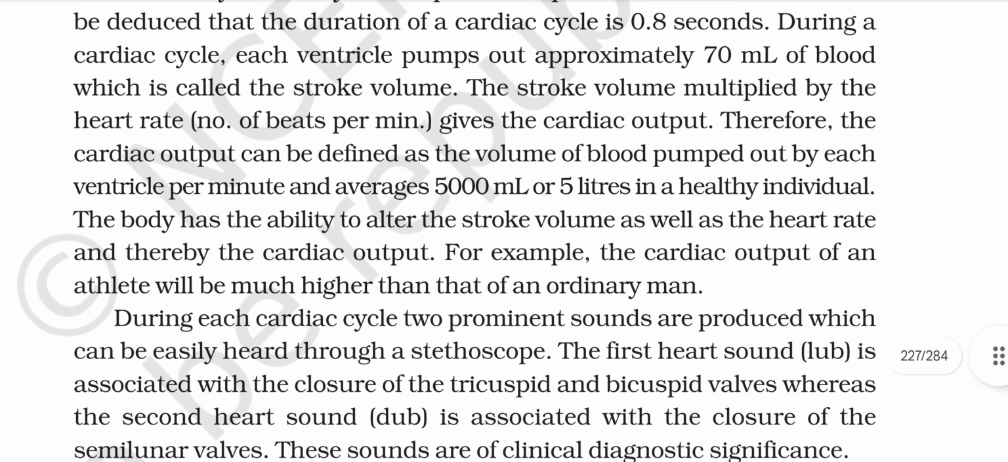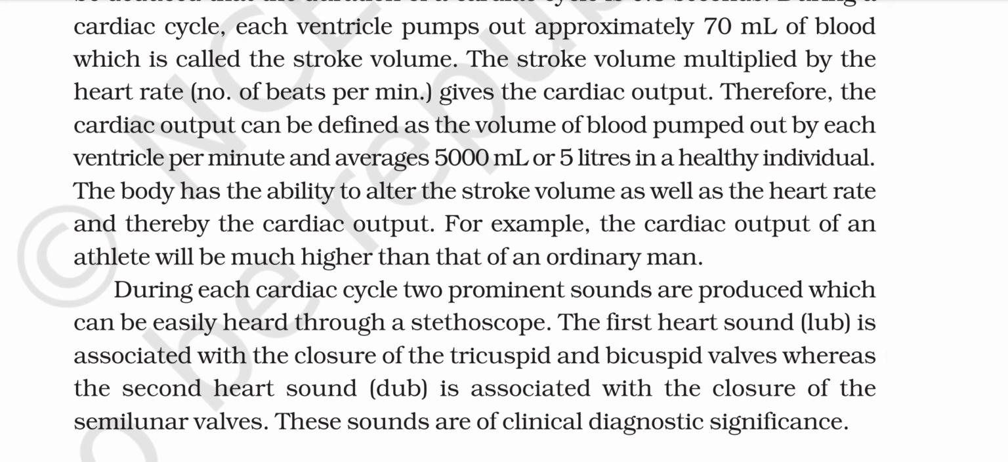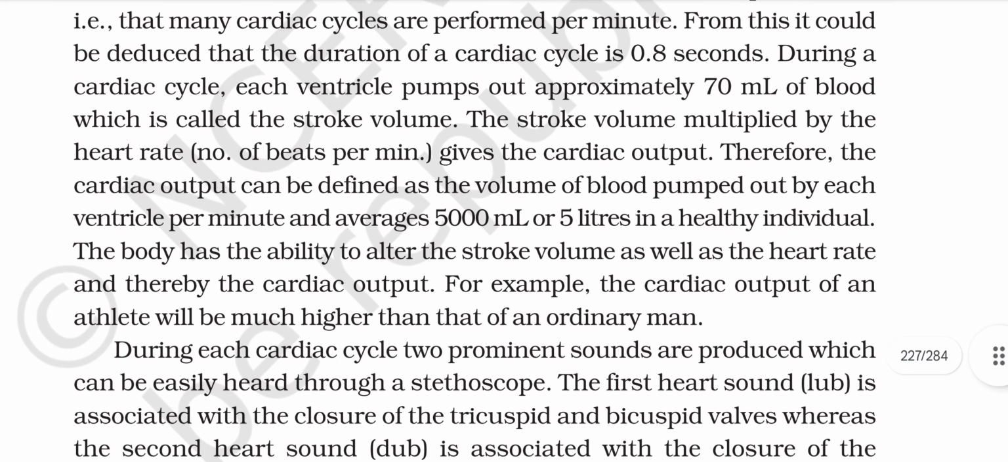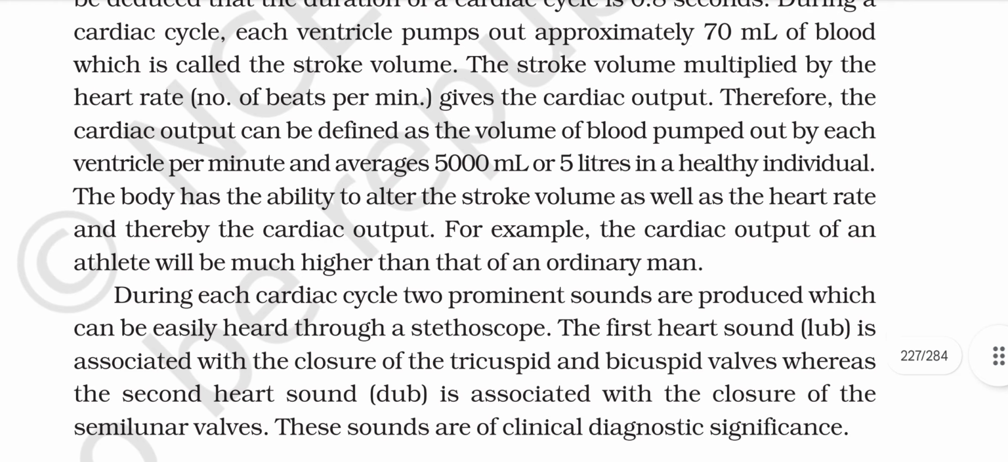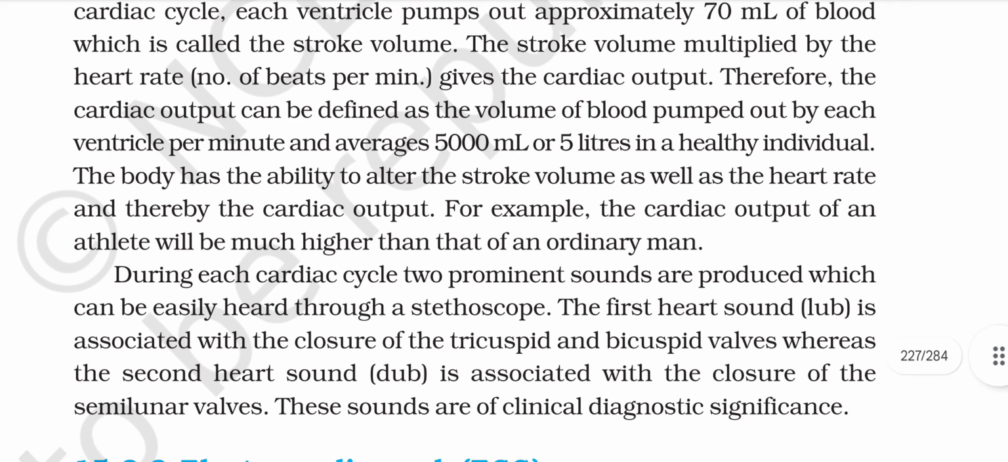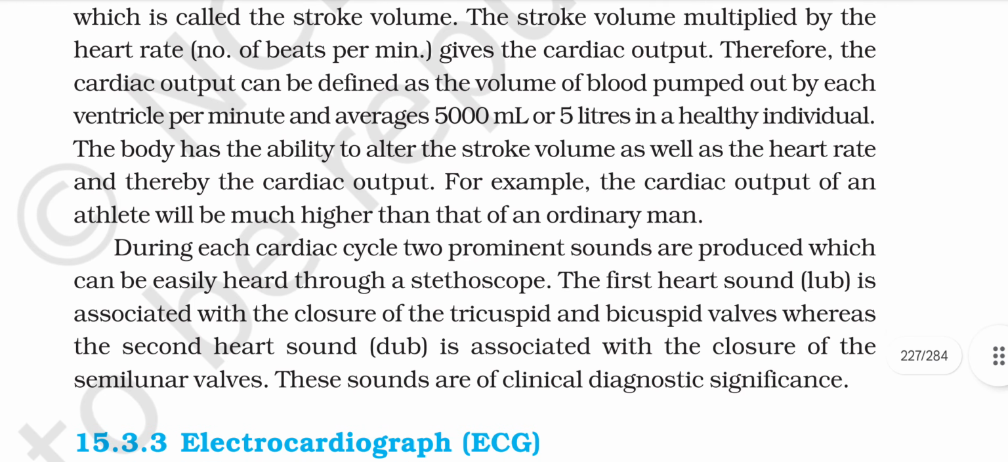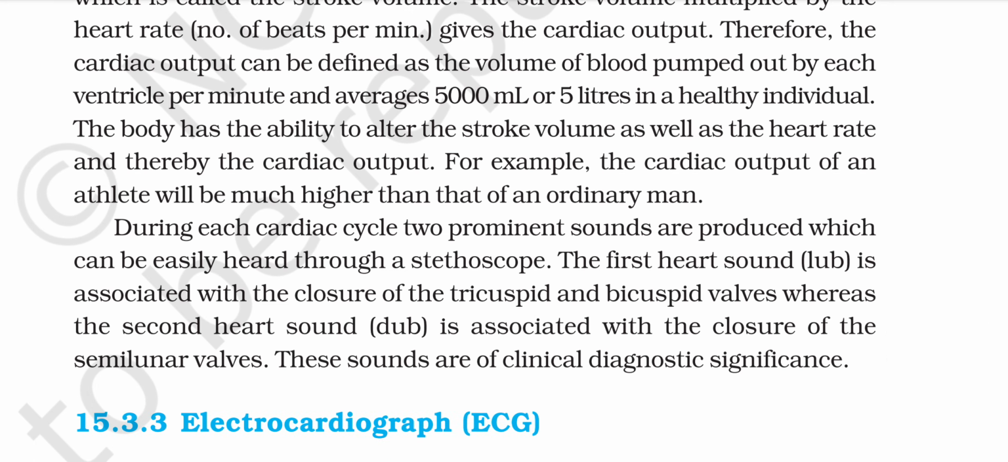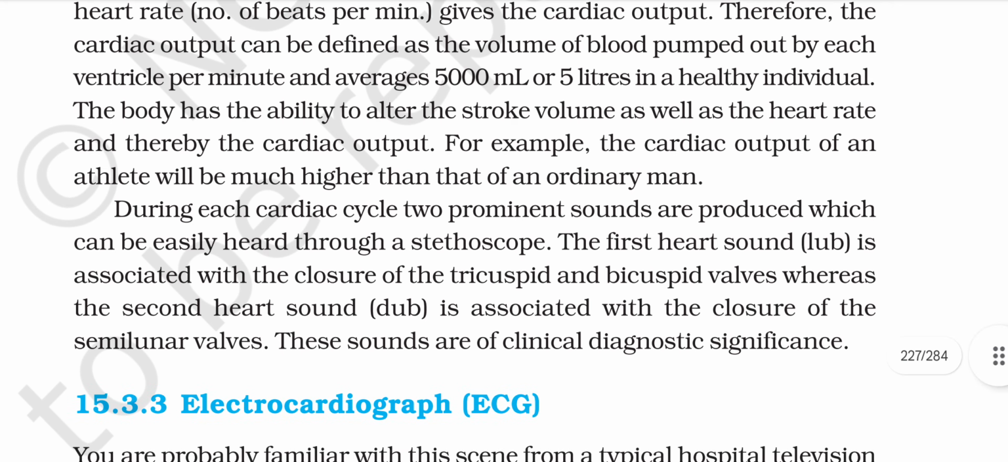During the cardiac cycle, each ventricle pumps out approximately 70 milliliters of blood, which is called the stroke volume. The stroke volume multiplied by the heart rate, the number of beats per minute, gives the cardiac output. Therefore, the cardiac output can be defined as the volume of blood pumped out by the ventricle per minute and averages around 5,000 milliliters or 5 liters in a healthy individual.